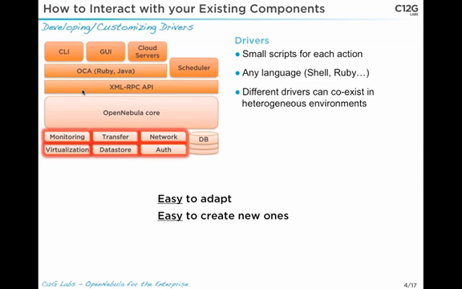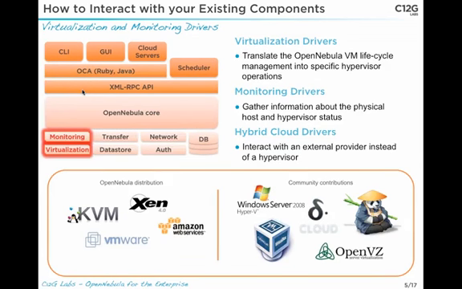Okay, so let's start with the virtualization and monitoring drivers. The virtualization drivers are the ones that translate the OpenNebula virtual machine lifecycle management into specific hypervisor operations. There are a number of drivers out of the box for different hypervisors, like, for instance, KVM, Xen, or VMware ESX. And there are also hybrid drivers, which are drivers that are able to interface with a public cloud offering. Like, for instance, we have out-of-the-box drivers for Amazon EC2.